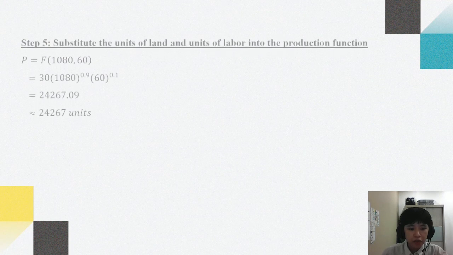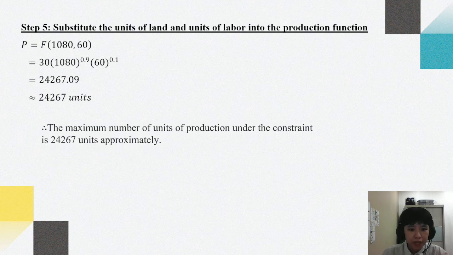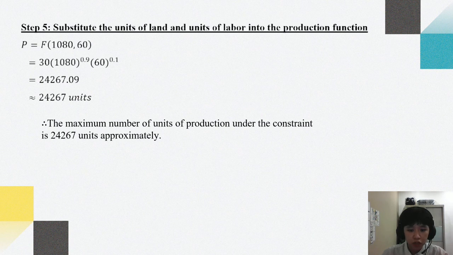Step 5, which is also the last step, we just have to simply plug in the units of land and units of labor into our original production function. We will obtain the maximum number of units of production under the constraint is 24,267 units approximately. That's all for my example 1. I will pass to SAFA for example 2.